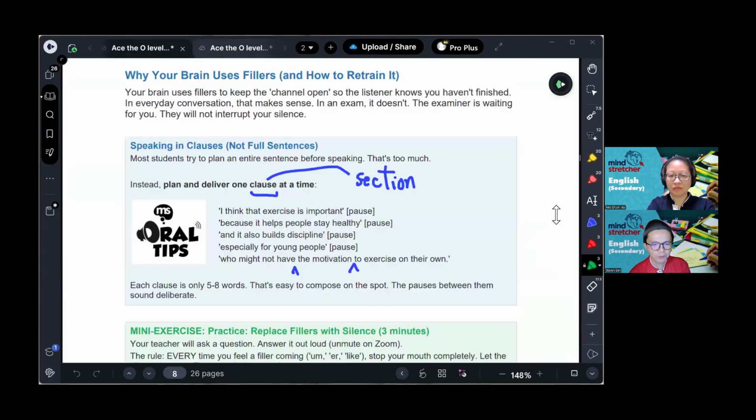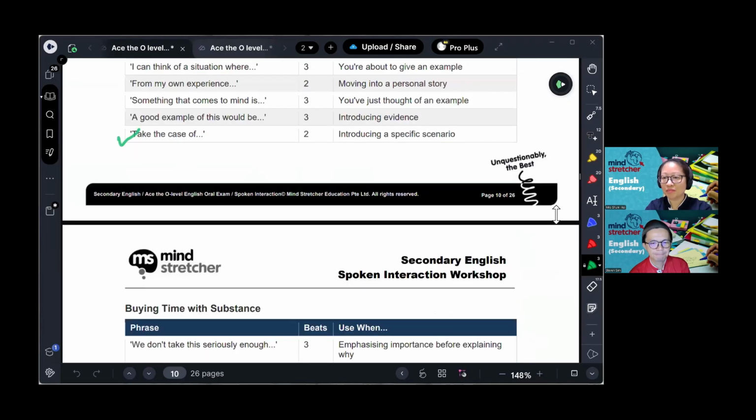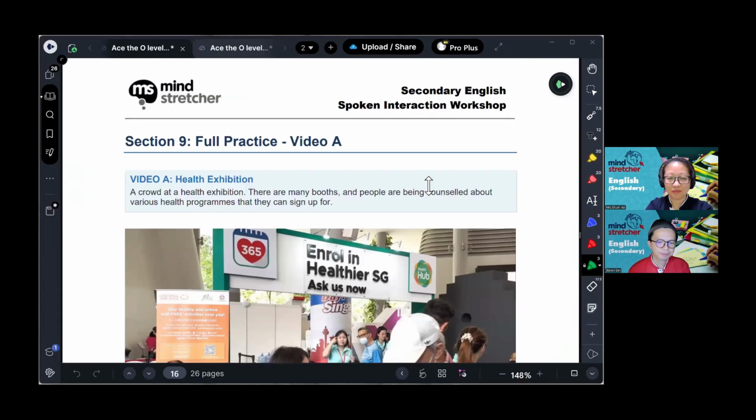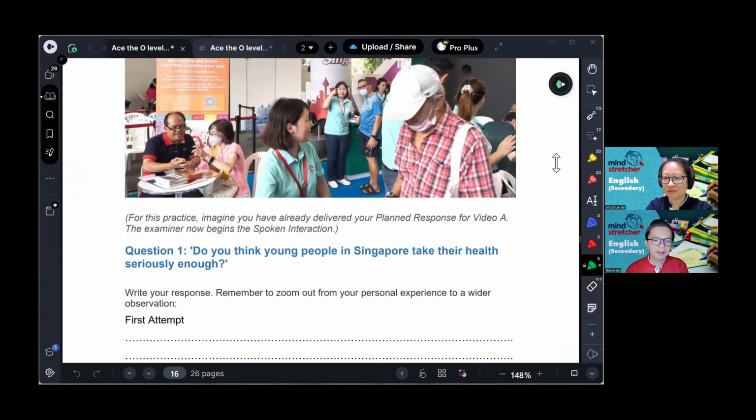I have students who talk about vaping. Now, does that answer the question? Do you think that young people in Singapore take their health seriously enough? Yes, vaping is a serious issue and it answers the question. I have students who talk about crispy KFC fast food. Does it answer the question? Yes, it does. Foods full of artificial flavors packed with oil and sugar, such as bubble tea. Yeah, that answers the question.